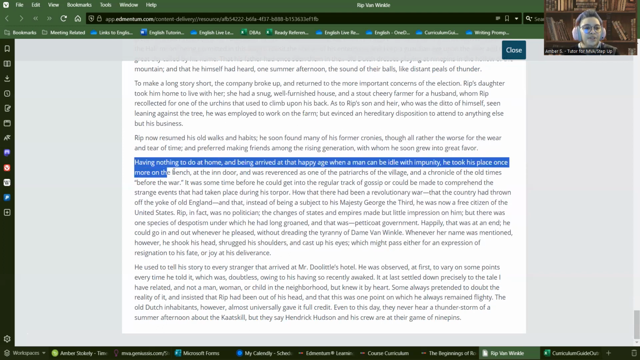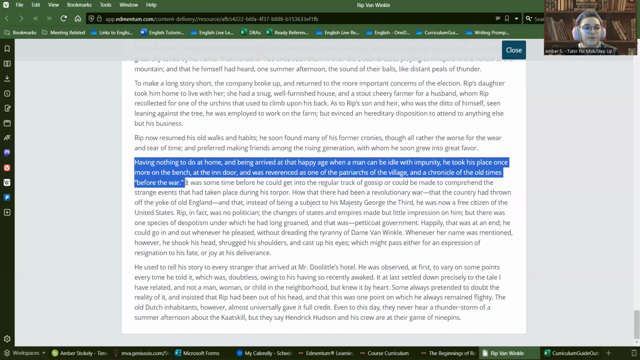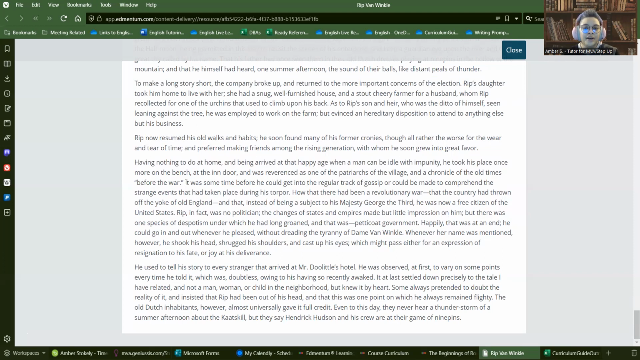He took his place once more on the bench at the inn door and was reverenced as one of the patriarchs of the village and a chronicle of the old times before the war. So he's basically a relic at this point. They're like, oh man, he lived before the war.